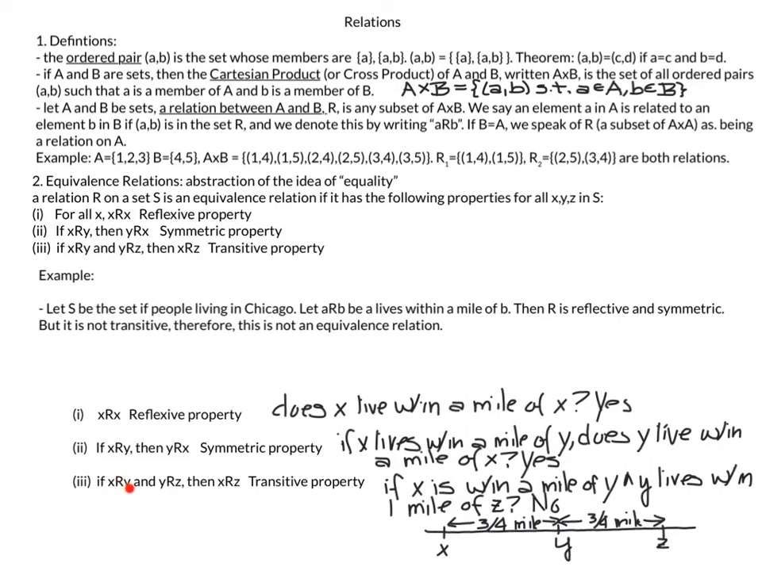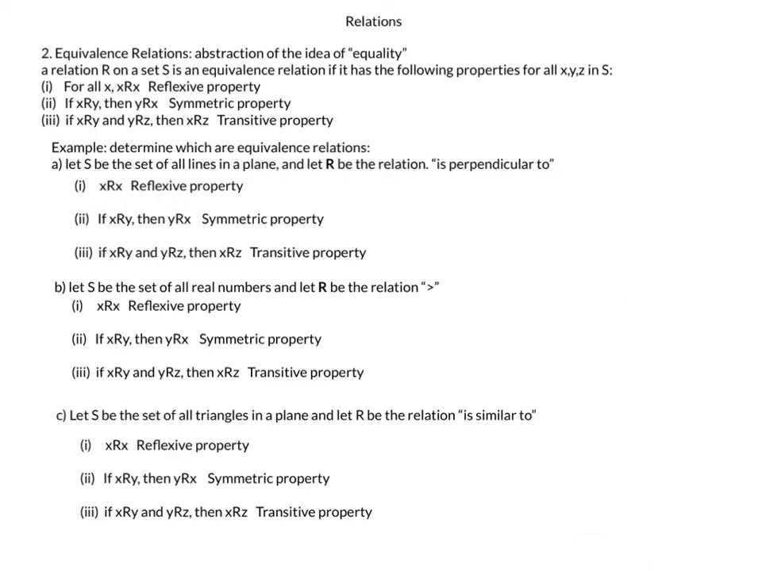Last, if x is related to y and y is related to z, then is x related to z? So in other words, if x is within a mile of y and y lives within a mile of z, does x live within a mile of z? And the answer is no. And I have this diagram here because y could live in the middle and x could live maybe 3/4 of a mile to the left, and z could live within 3/4 of a mile of y to the right. So it is not transitive.